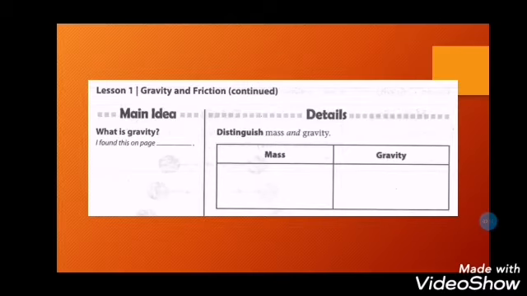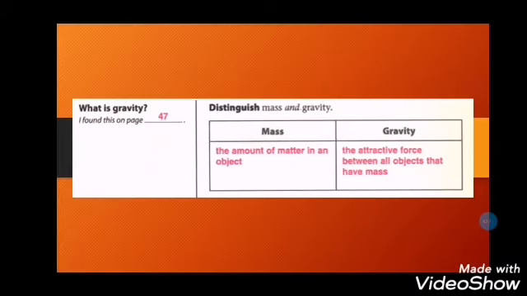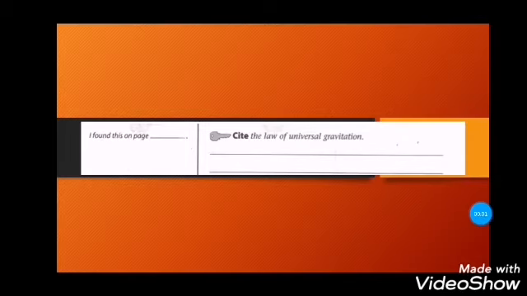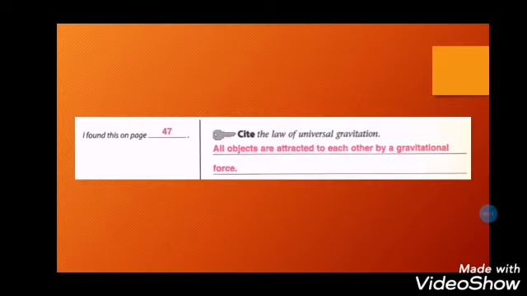Distinguish mass and gravity. The answer is on page 47. Mass is the amount of matter in an object, whereas gravity is the attractive force between all objects that have mass. Now, the question is, cite the law of universal gravitation. And the answer is on page 47. All objects are attracted to each other by gravitational force. This is the law of universal gravitation.